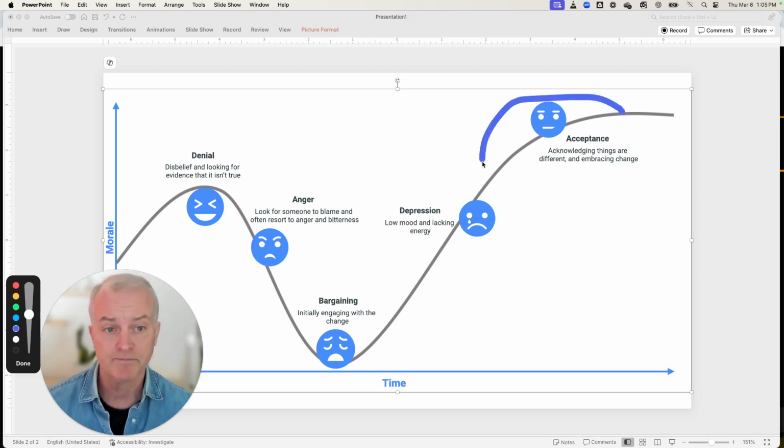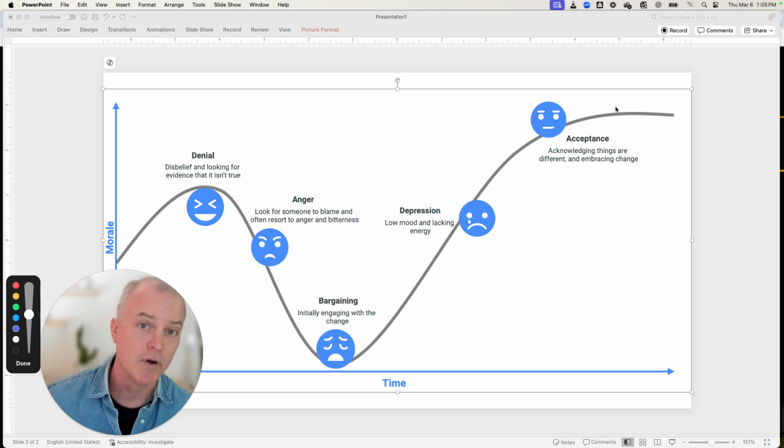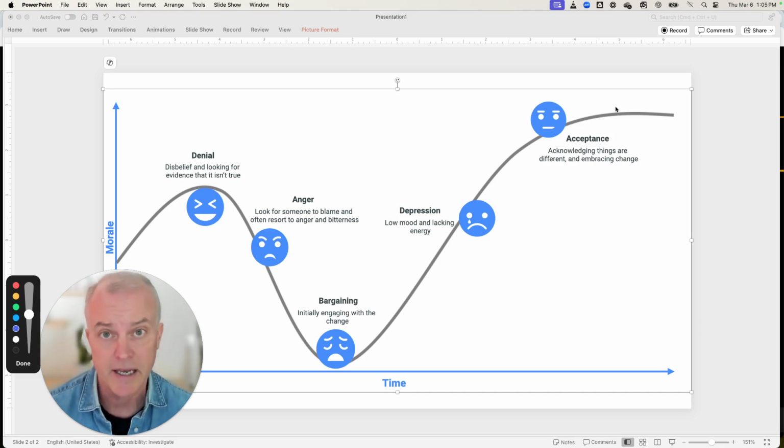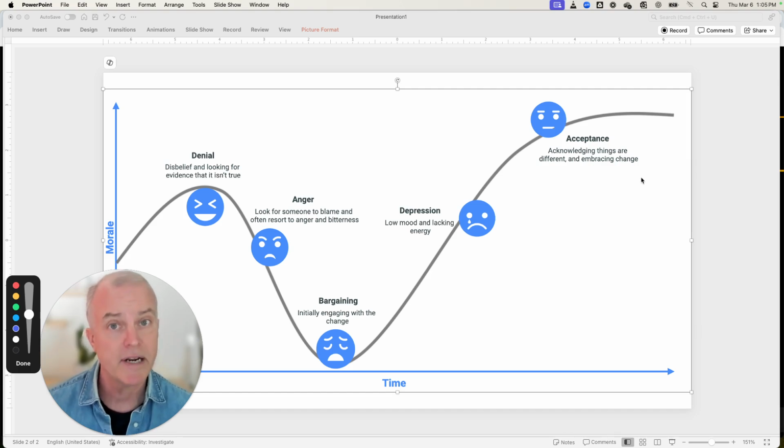And then finally, you get acceptance. So you essentially move through those different phases to get to a place where you recognize the change is happening. I acknowledge that things are going to be different and I'm going to ideally embrace the change.